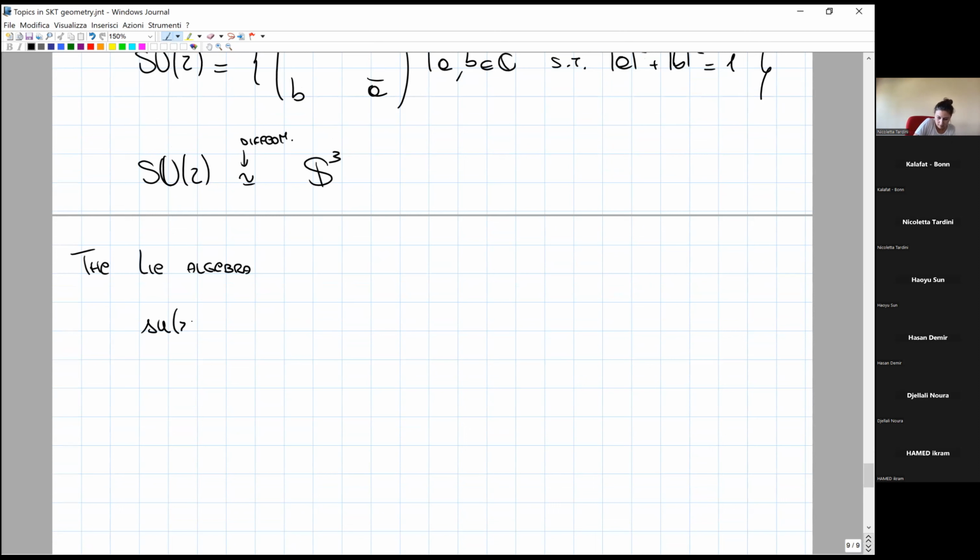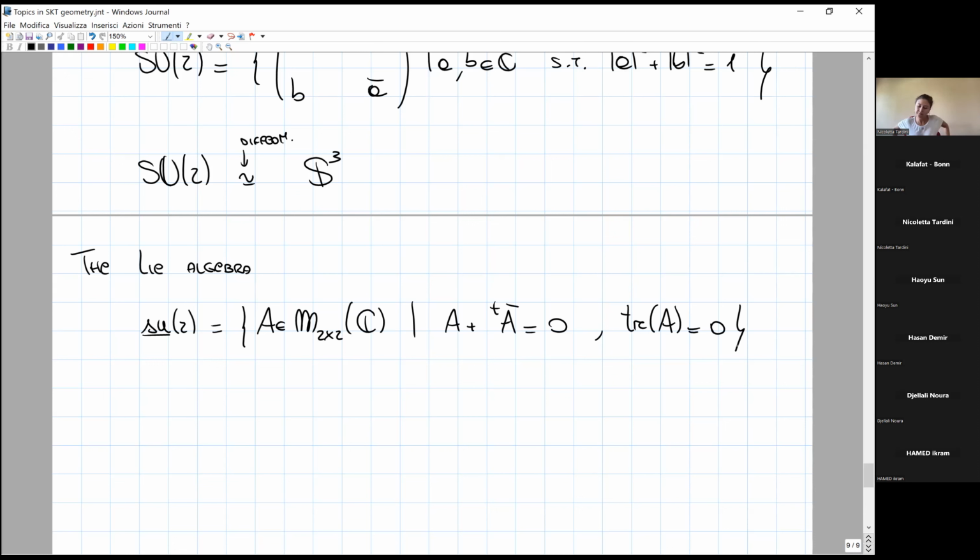The Lie algebra su(2) is given by 2 by 2 matrices A such that A plus the conjugate transpose of A is zero, and they are traceless. So this is the Lie algebra.